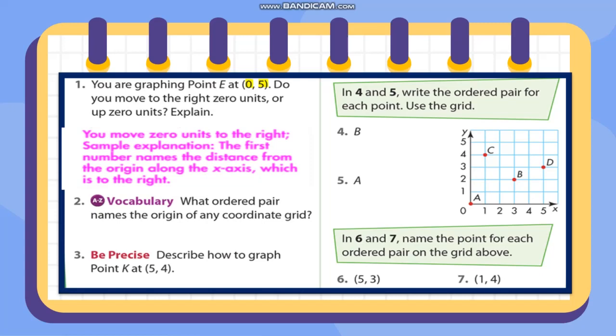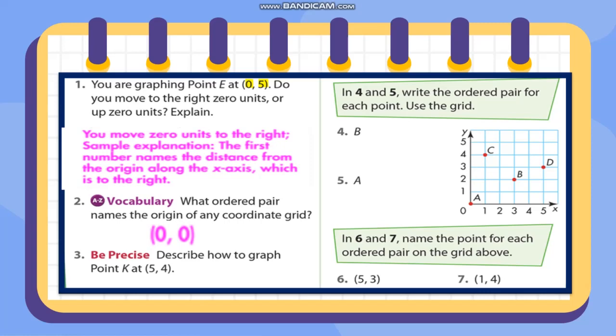Next, what ordered pair names the origin of any coordinate grid? Always 0 and 0. The ordered pair that names the origin of any coordinate grid is 0, 0.